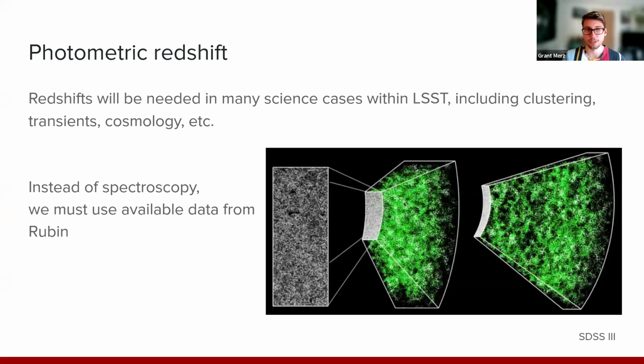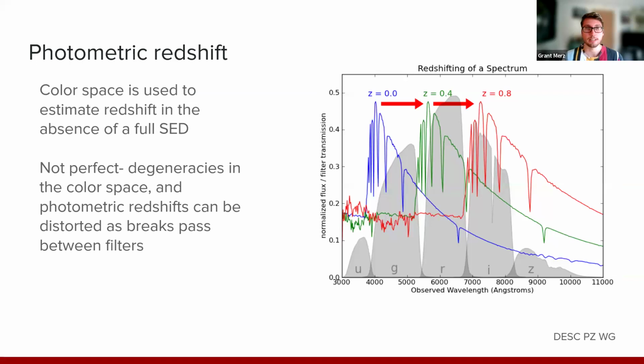I'm not going to spend too much time on some of the photometric redshift background. I think many of us are familiar with the fact that we'll need redshifts for a ton of different science areas within LSST, from cosmology to transients and more. And since we don't have spectroscopic capabilities with Rubin, we're going to have to use the available data, which is the photometry. So this color space is a reduced dimensionality space, taking the entire SED, and the colors and magnitudes that we get are just that SED integrated over the filter transmission.